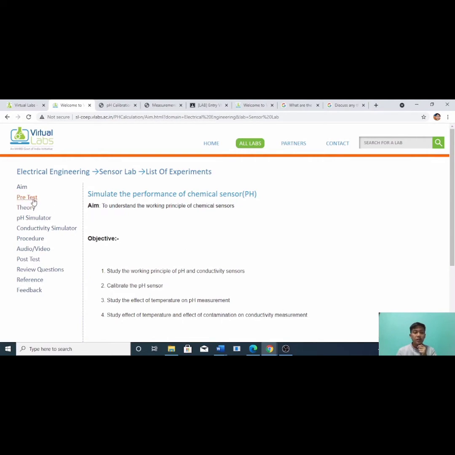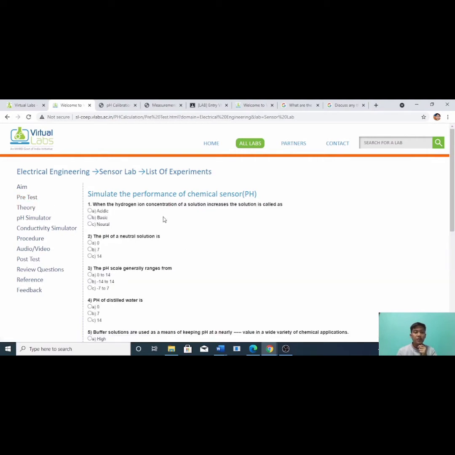So let's proceed with the pretest. Our pretest is to simulate the performance of chemical sensor pH. Number one: when the hydrogen ion concentration of a solution increases, the solution is called A. Acidic, B. Basic, C. Neutral. The answer is letter A, acidic. For number 2, the pH of a neutral solution is A. 0, B. 7, C. 14. The answer is letter B. For number 3, the pH scale generally ranges from A. 0 to 14. That is letter A.